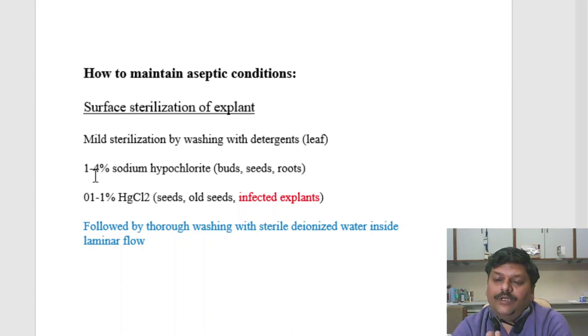If in case our explant is very dirty, it is very old, or it is basically surrounded by soil and any other contaminant, then sometimes we also use mercury chloride for surface sterilization. But use of mercury chloride is not preferred because it is very toxic, and it also harms human beings. So most popular method of doing surface sterilization of explant is done by sodium hypochlorite only.